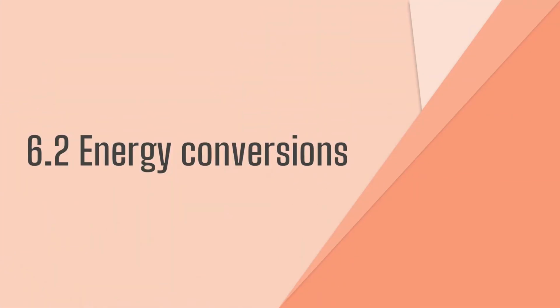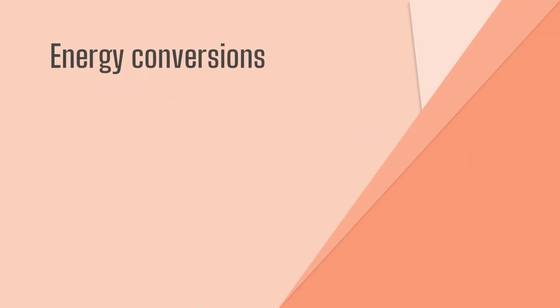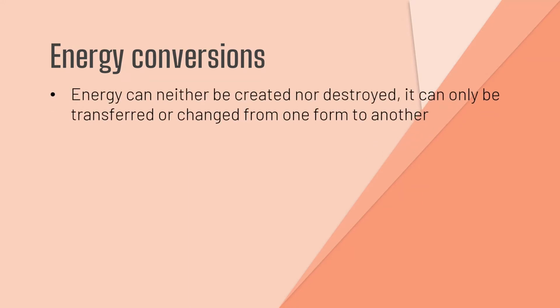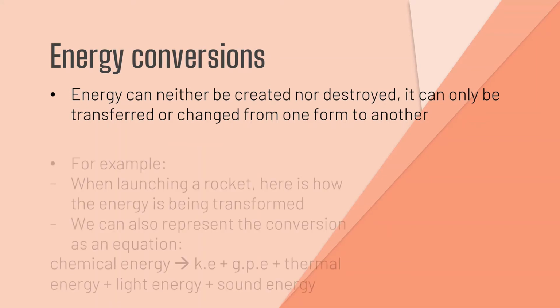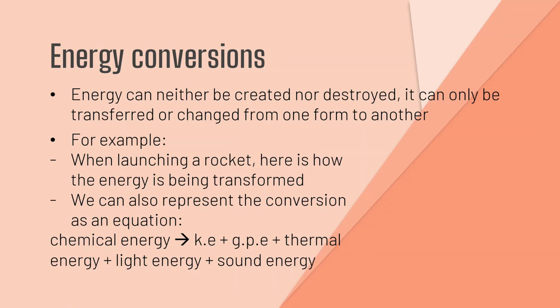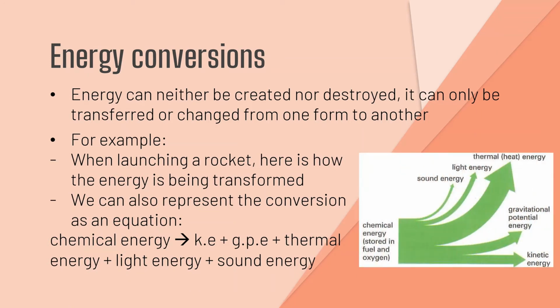Next, in 6.2, we're going to talk about energy conversion. Energy can neither be created nor destroyed. It can only be transferred or changed from one form to another. For example, when launching a rocket, here's how energy is being transformed. We can also represent the conversion as an equation: chemical energy turns into kinetic energy plus gravitational potential energy plus thermal energy, light energy, and sound energy.